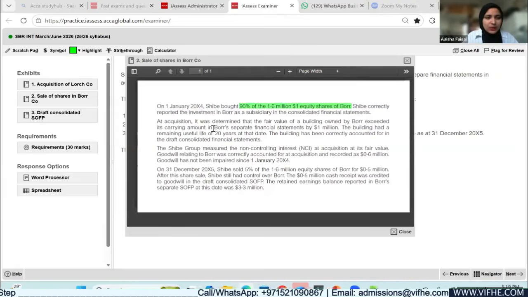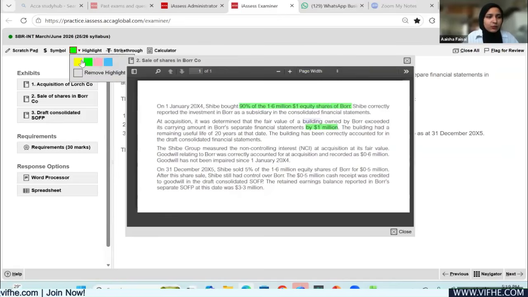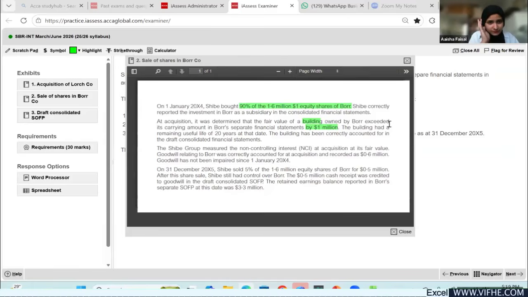At acquisition, it was determined that the fair value of a building owned by Bor exceeded its carrying amount in Bor's separate financial statements by 1 million. So there is a building whose carrying value in the books is different from the fair value. The fair value is higher than the carrying value by 1 million. So when you acquire a subsidiary, this net worth is important. If there's any fair value change in the net worth, this is an important piece of information.